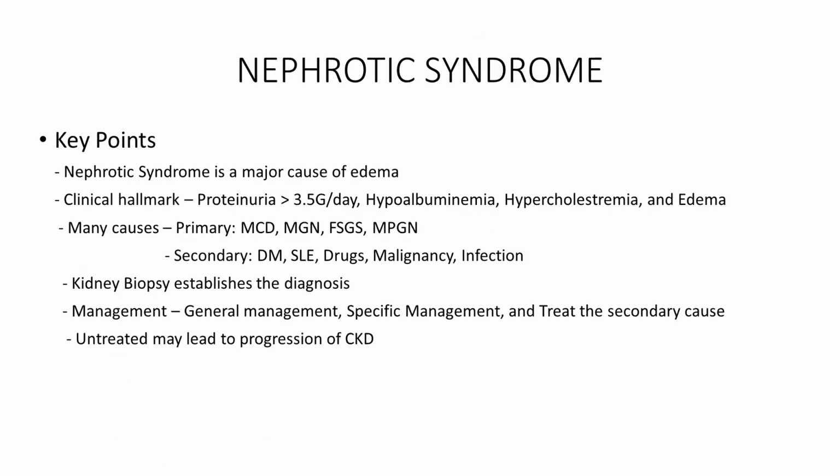Now the key points. Nephrotic syndrome is a major cause of edema. The clinical hallmark is proteinuria of more than 3.5 gram, hypoalbuminemia, hypercholesterolemia, and edema. You have to remember these features of nephrotic syndrome. Many causes: primary ones are minimal change disease, MPGN, FSGS, and membranous nephropathy. Secondary causes of importance are diabetes mellitus, SLE, drugs, malignancy, and infection. Kidney biopsy establishes the diagnosis.